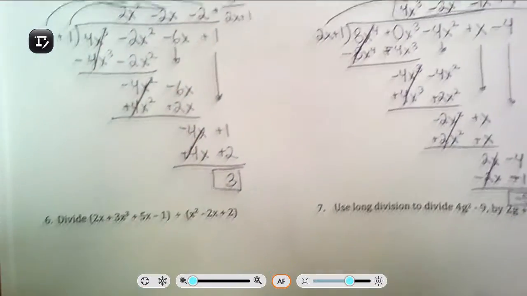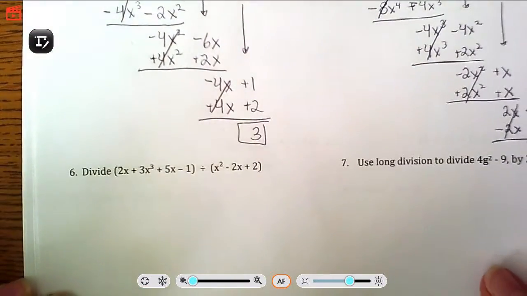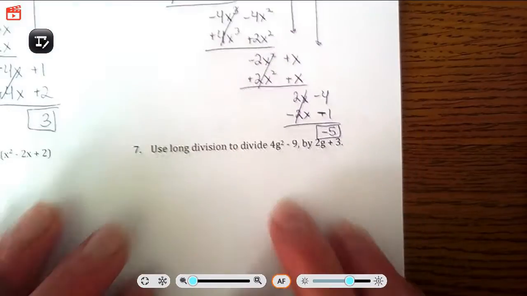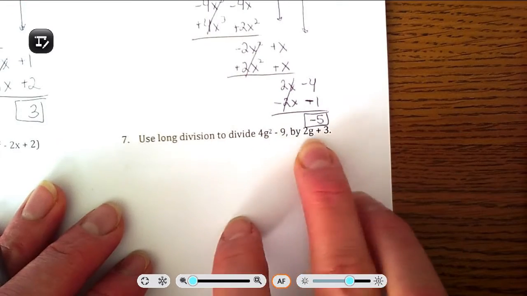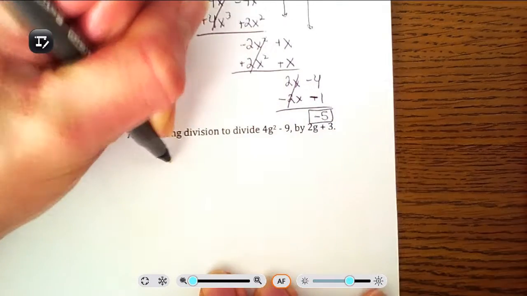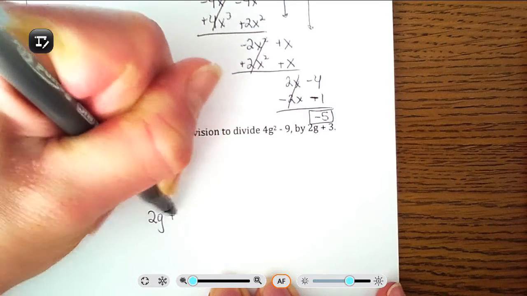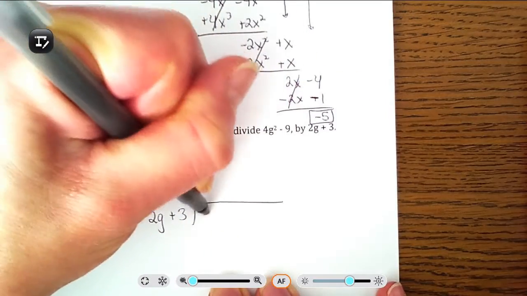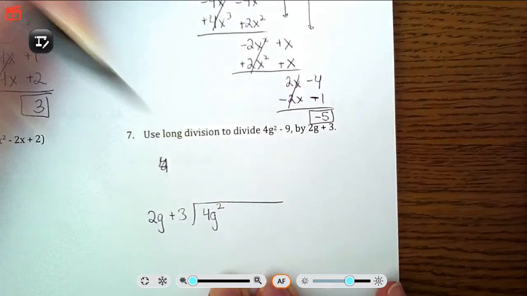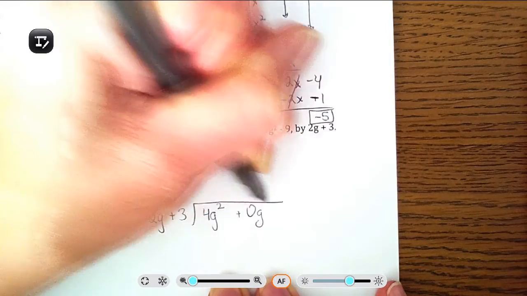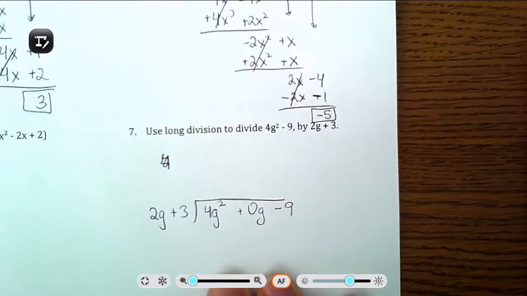Okay, so let's go on to number 7. Divide 4g squared minus 9 by this binomial here. So, 2g plus 3 divided by 4g squared plus 0g minus 9.